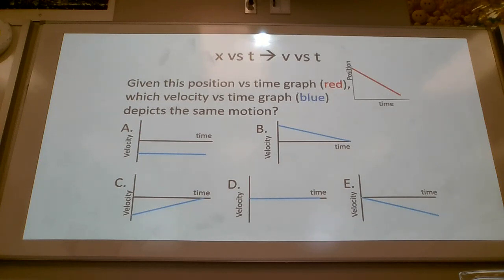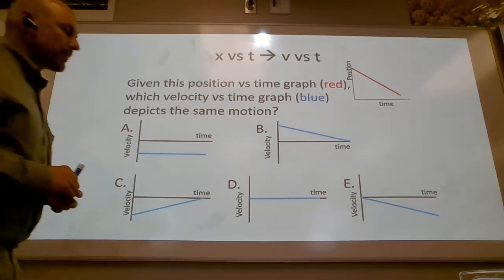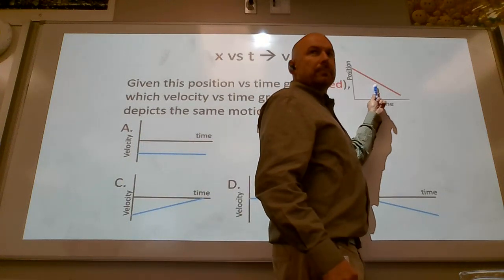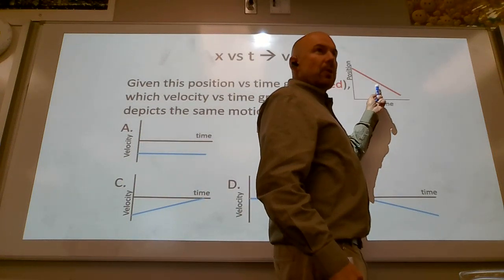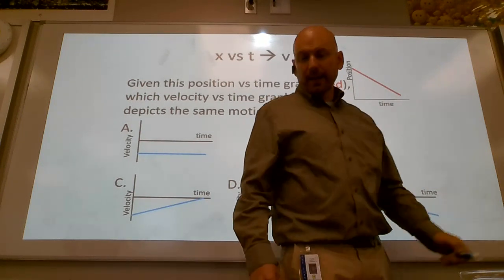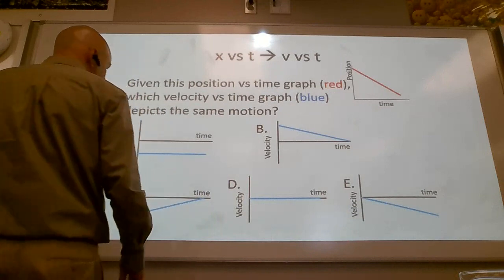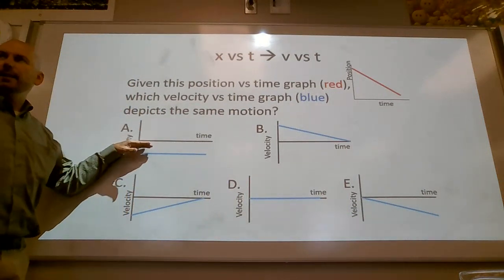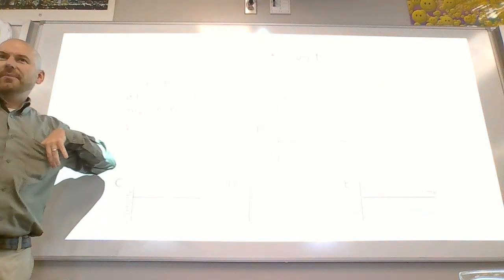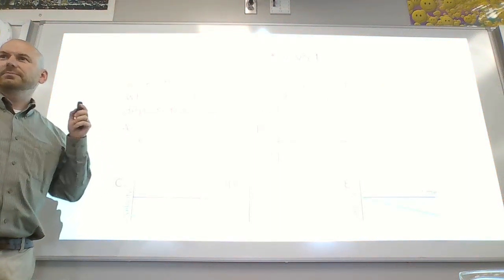Correct answer is? Good. Positive or negative slope? Negative slope. Is the slope changing or is it constant? It's a constant negative slope. Therefore, you have a constant negative value. Okay. Next question.